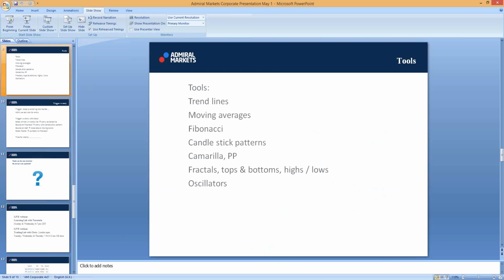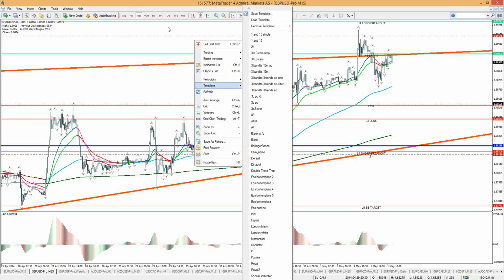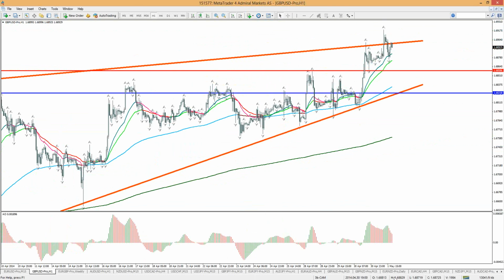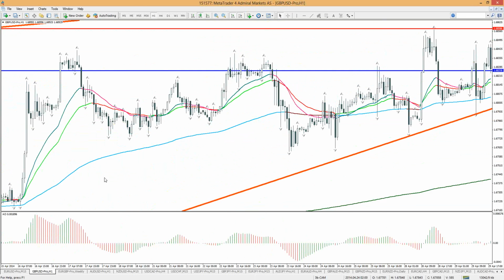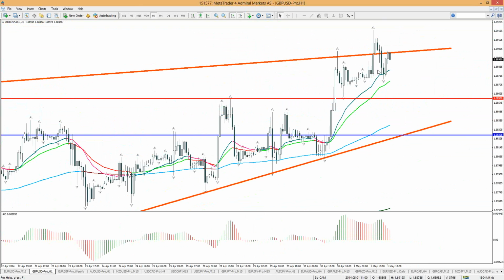Let's take a look at the charts here. Let me make a clean chart here on the hourly. Pound dollar hourly chart. Okay? And we have moving averages on the chart, for instance. Okay, some trend lines, etc.